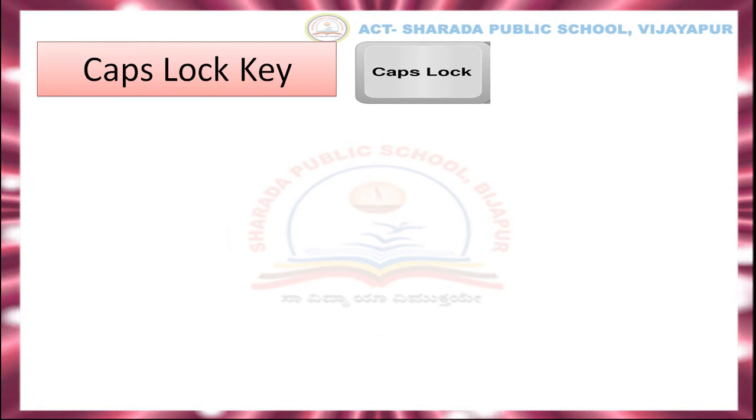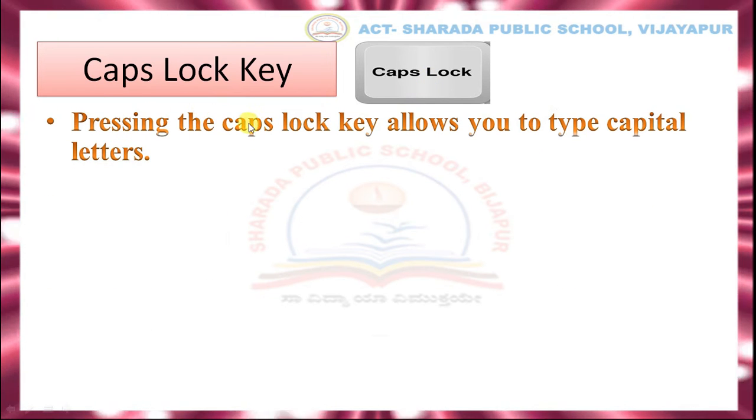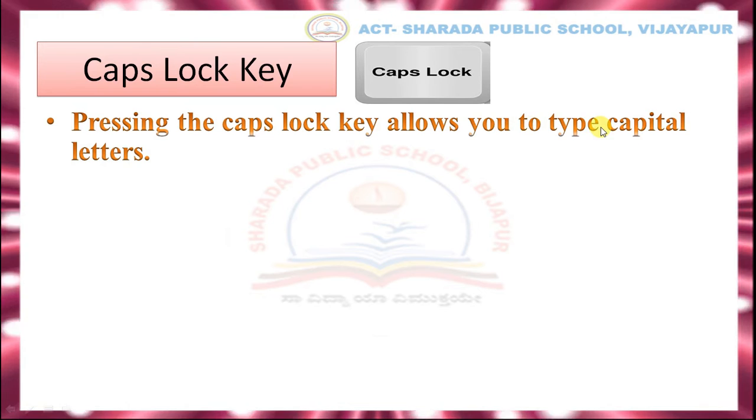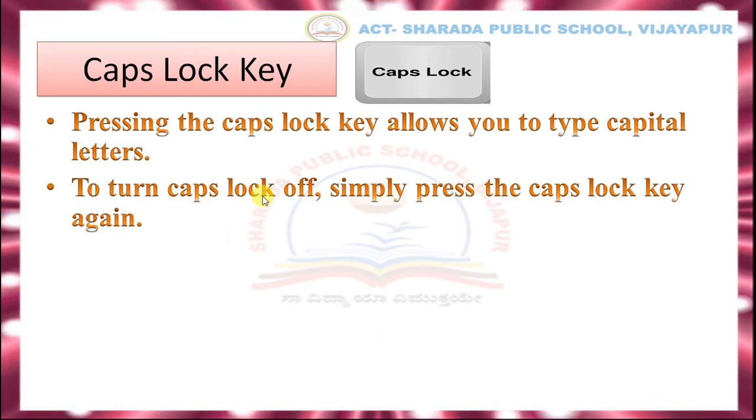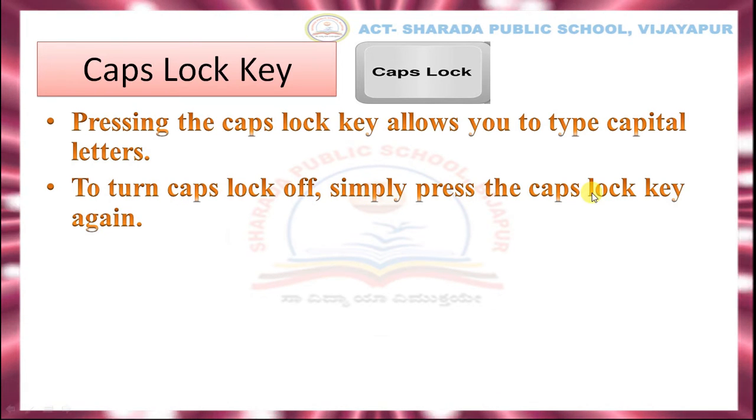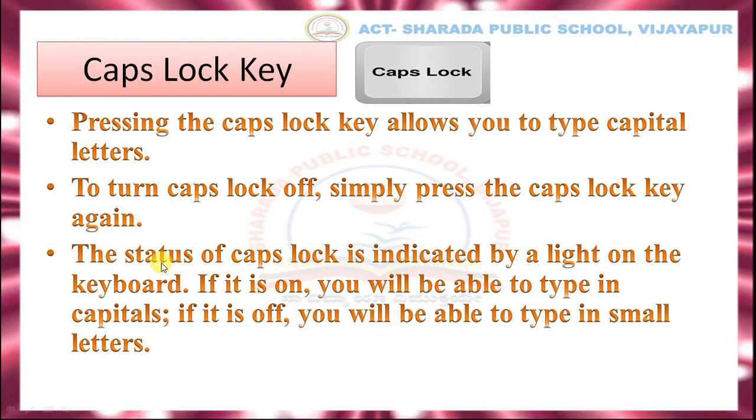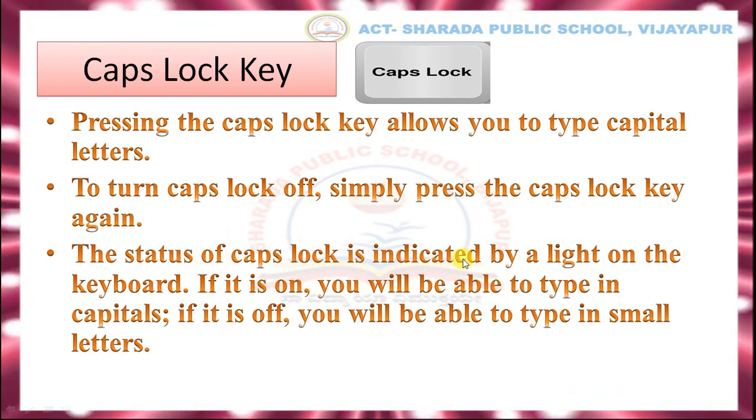Here you can see the image of caps lock key. Pressing the caps lock key allows you to type capital letters. To turn caps lock off, simply press the caps lock key again. Children, the status of caps lock is indicated by a light on the keyboard. If it is on, you will be able to type in capitals. If it is off, you will be able to type in small letters.